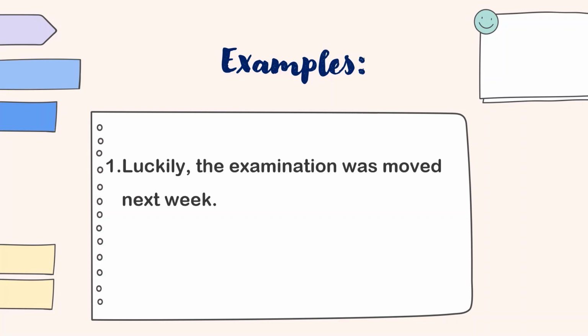1. Luckily, the examination was moved next week. The sentence adverb is luckily, and as you observe, it is placed at the beginning of the sentence and is separated by a comma. It doesn't modify a word in the sentence like the adverbs we discussed above, but it tells us something about the attitude of the speaker to the given situation. Meaning, the speaker feels lucky that the examination was moved next week.